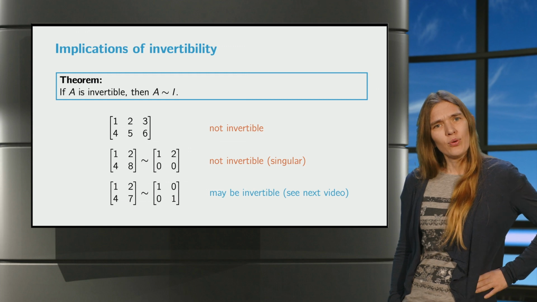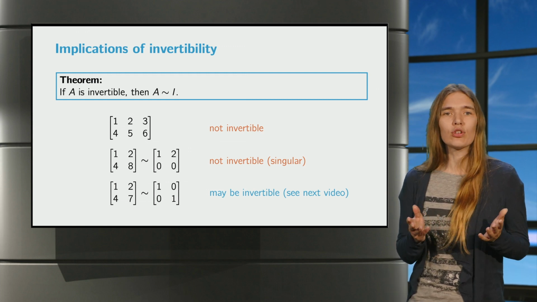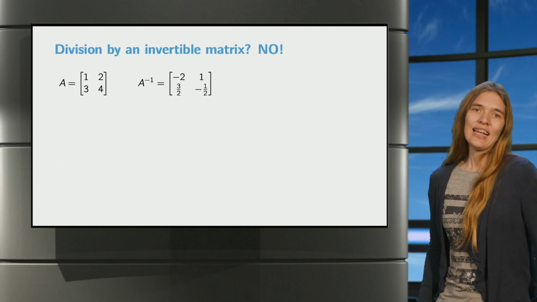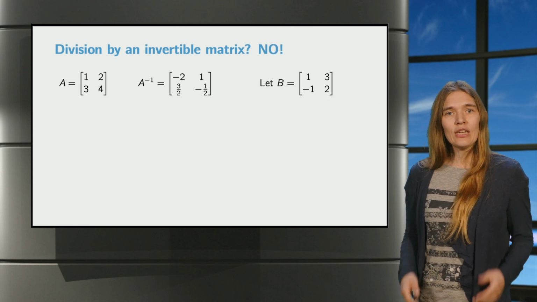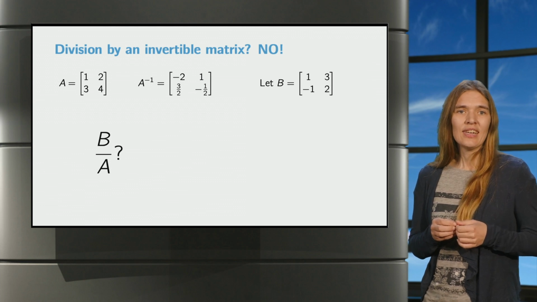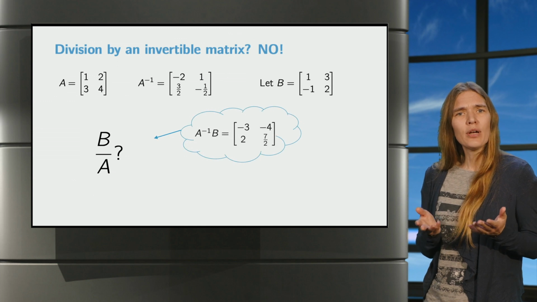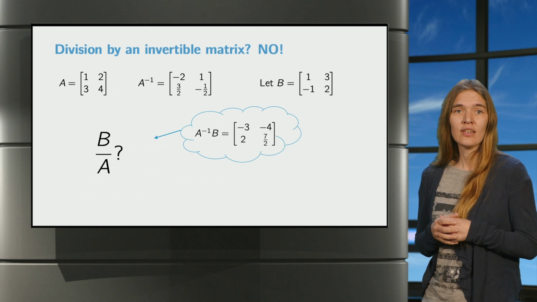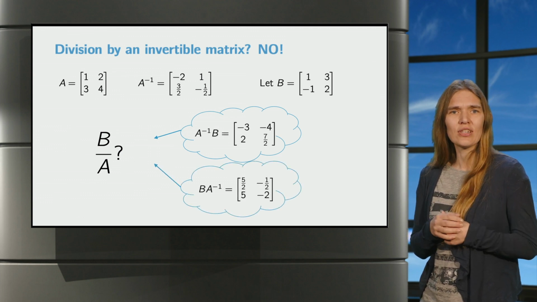So if A is invertible, can we then divide by A? No. Even for invertible matrices, the answer is still a definite no. Let us return to our example and introduce a matrix B. Can we interpret the fraction B over A in a sensible way? Since A is invertible, we could consider A inverse B as a possible meaning for this fraction. But there's another candidate, B times A inverse. And this is an entirely different matrix.